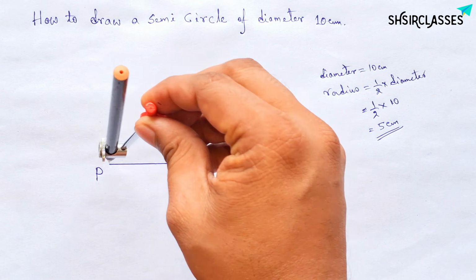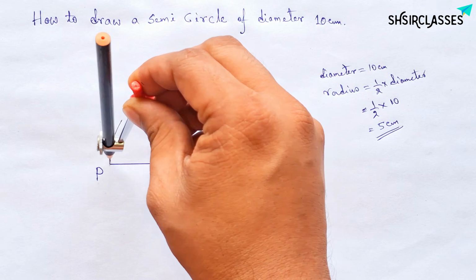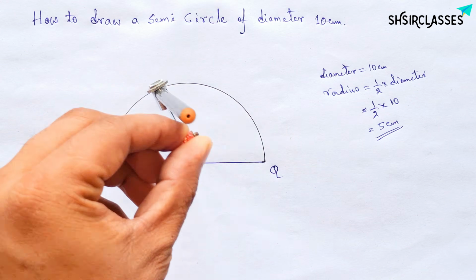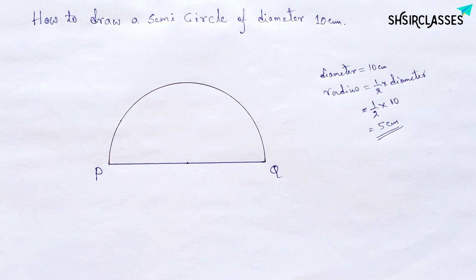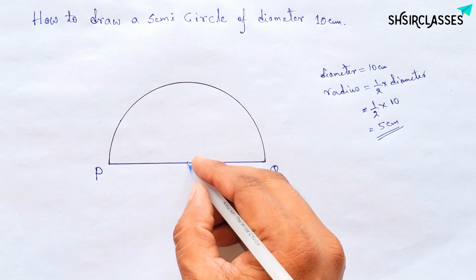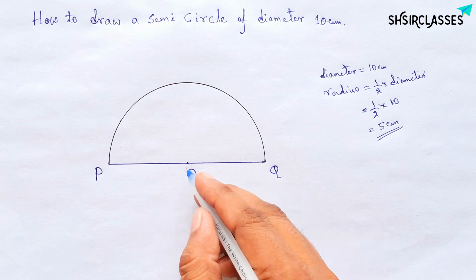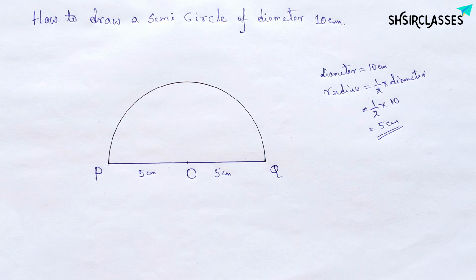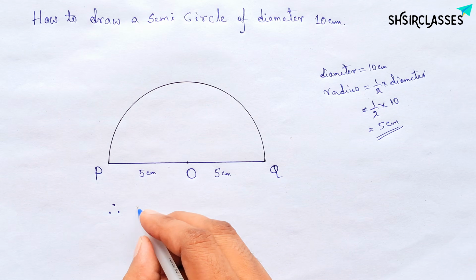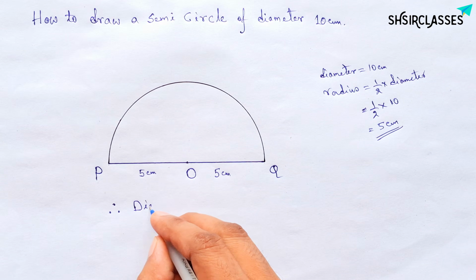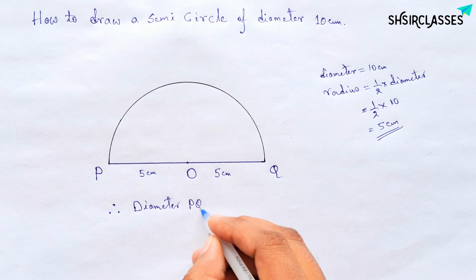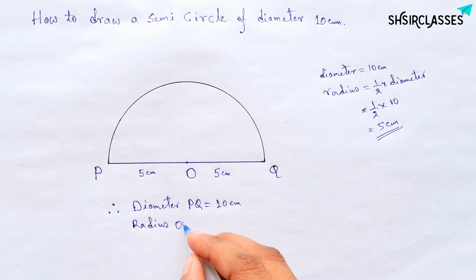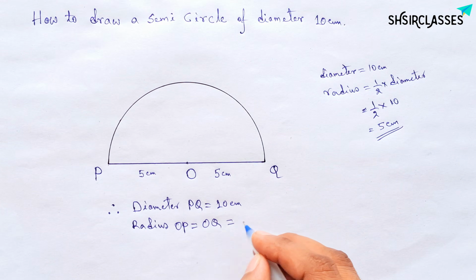Next putting the compass here and measuring OP and drawing here an arc, by same way OQ and drawing another arc. So this is a perfect semicircle and labeling here center O. Radius OQ is 5 centimeter and also radius OP is 5 centimeter. Therefore diameter PQ is 10 centimeter and radius OP equal OQ equal 5 centimeter.